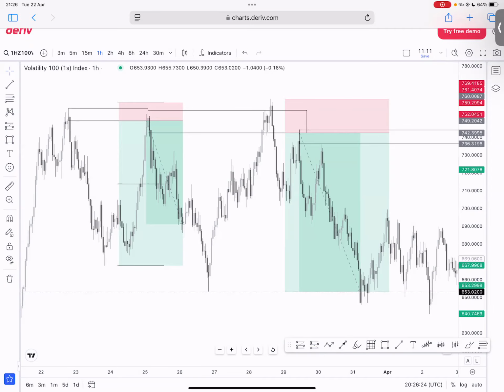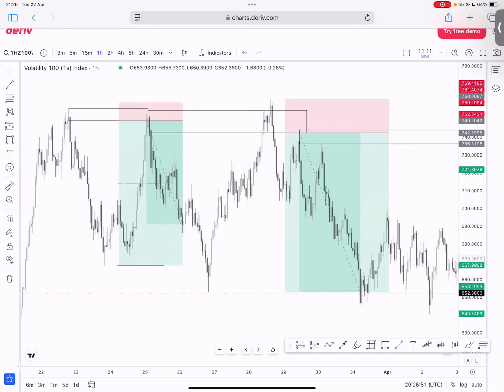So for me now, I mentioned that POIs on synthetics can be from 30 minutes and above. But most of the times I go to the 2 hours time frame, like I told you in the other class, because when I feel like the 1 hour is a bit ranging, and I want a little bit of clarity, I don't want to see multiple engulfings, I just go to the 2 hours time frame for my start instead.